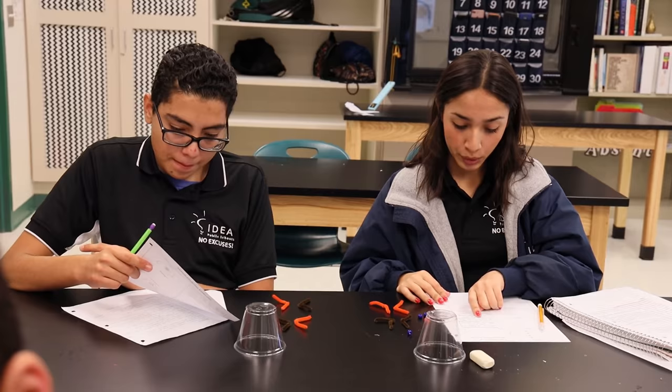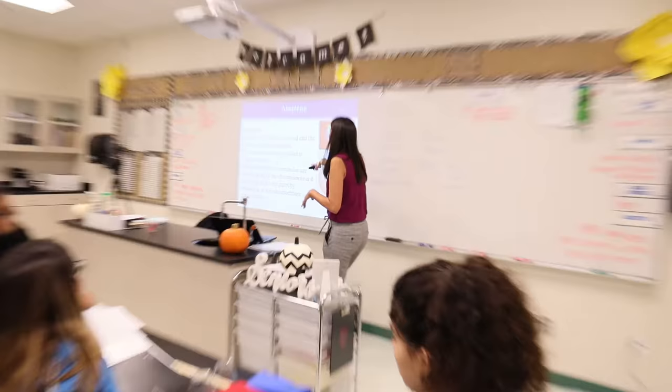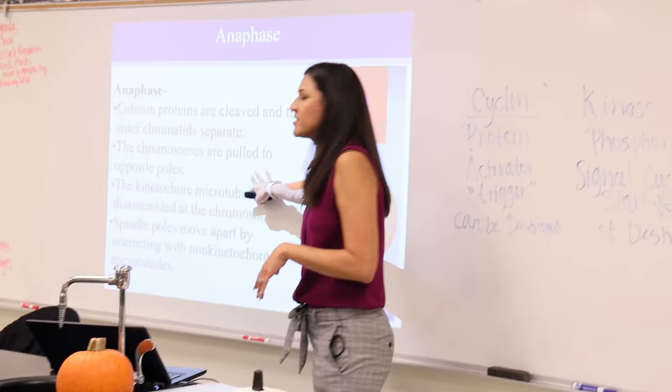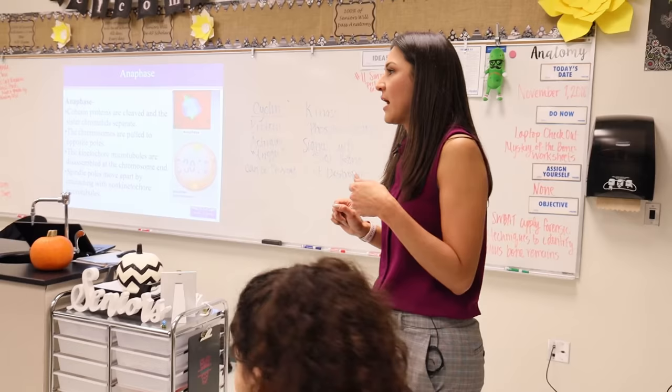So you guys, really quickly, did you catch that on the slides it says that in anaphase the chromosomes are pulled apart? Okay, so yes, it does say that chromosomes are pulled to opposite poles. And one thing that's missing from there is what? Chromatids. They're chromatids, exactly. So I'm glad you caught that, and I just want to make sure that you make a note of that. When the chromosomes are pulled apart, they're sister chromatids.